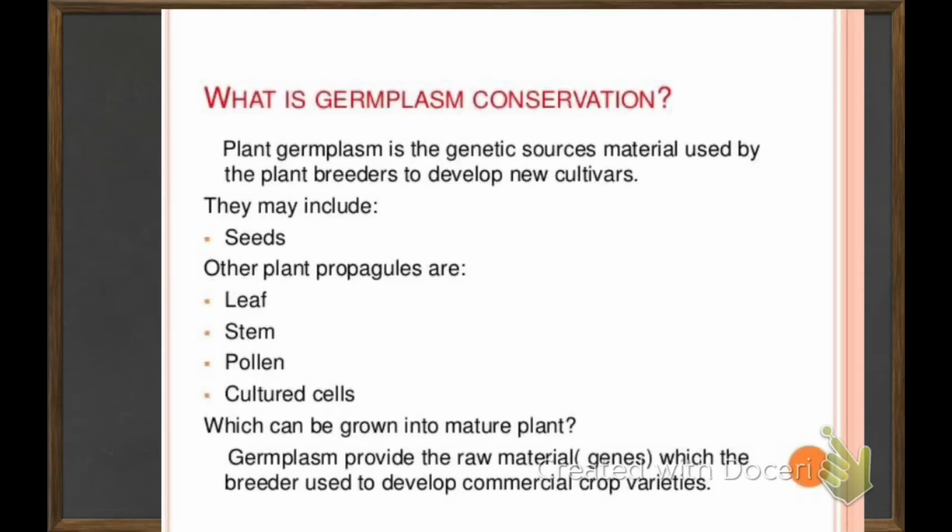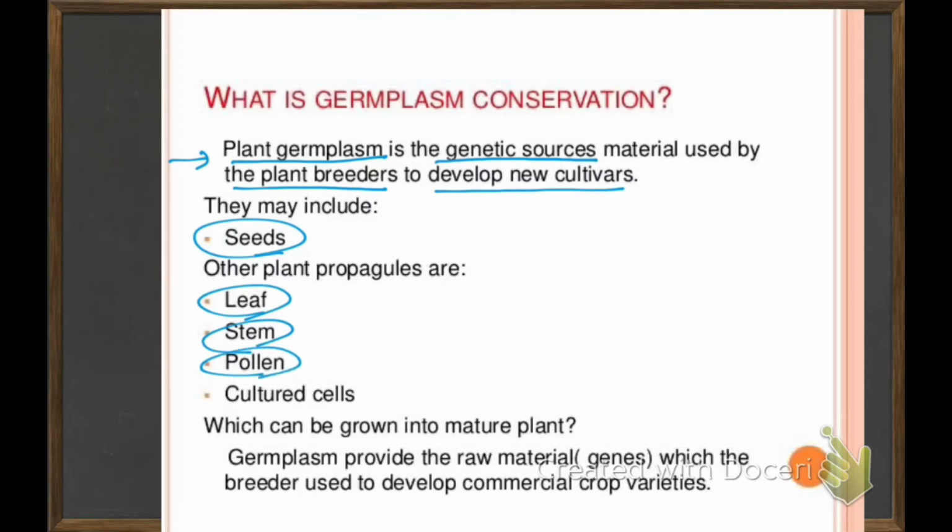Germplasm refers to the sum total of genes present in an individual. Plant germplasm is normally used by plant breeders to develop new cultivars. They used to store seeds, leaf, stem, pollen, etc. as a source to grow plants.